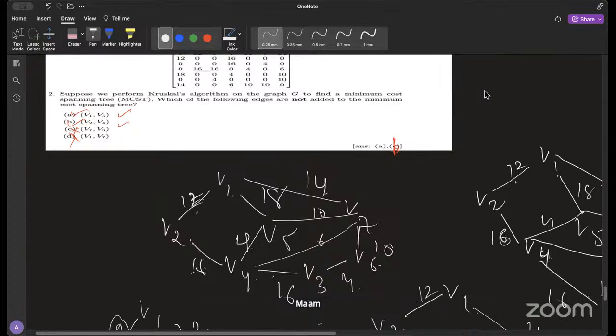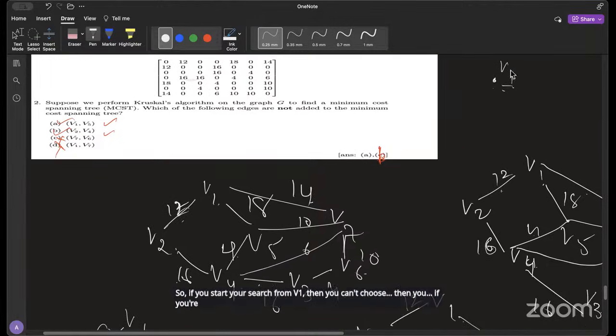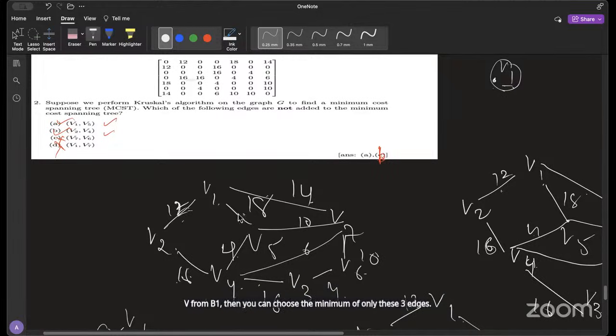Ma'am, but we also did that in Prim's algorithm, right? In Prim's algorithm, firstly you're given a vertex to start with. That's the first difference. And second, you only choose the minimum of the weights of edges that have been unlocked. If you're starting your tree from V1, then you can choose the minimum of only these three edges, 12, 18, and 14. You can't choose the minimum from here because you've started from here.